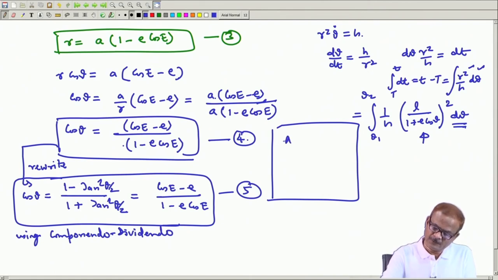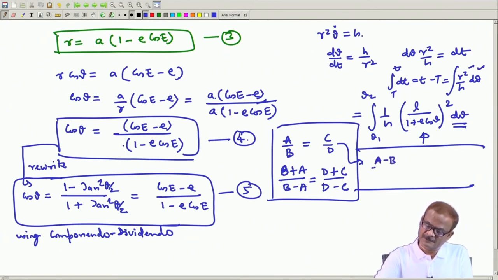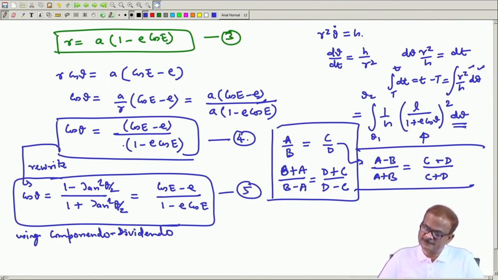If we have A by B equal to C by D, we can write it as (B plus A) divided by (B minus A) equal to (D plus C) divided by (D minus C), and equally the same thing can also be written as (A minus B) divided by (A plus B) equal to (C minus D) divided by (C plus D). So, there is nothing peculiar in this; this is a very simple relationship which is used quite often.